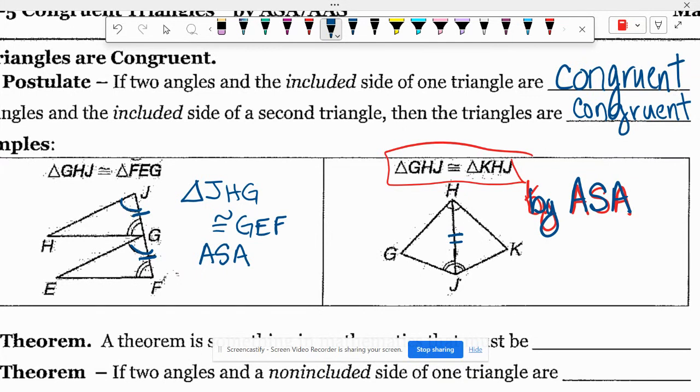So just like vertical angles, if sides are congruent to each other because they're nestled together, they're the common side, they're not going to mark that, right? You have to understand something is congruent to itself. You just have to know that. What was your question, Chandler? I was going to ask you. Okay.